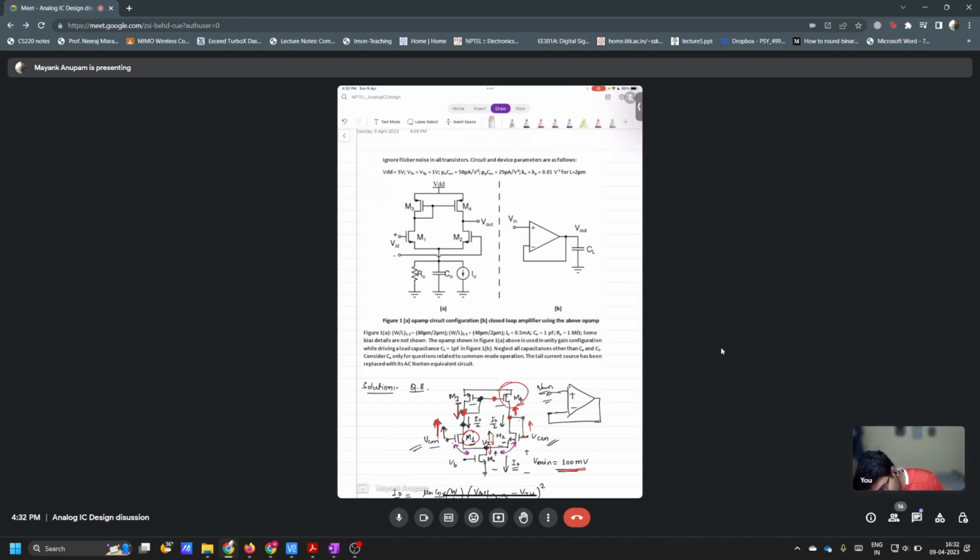And then we see how much current is flowing. You apply a small VCM here, and you apply a small VCM here, and check what is the change in V out, right? Yes, sir. Now tell me what will happen.